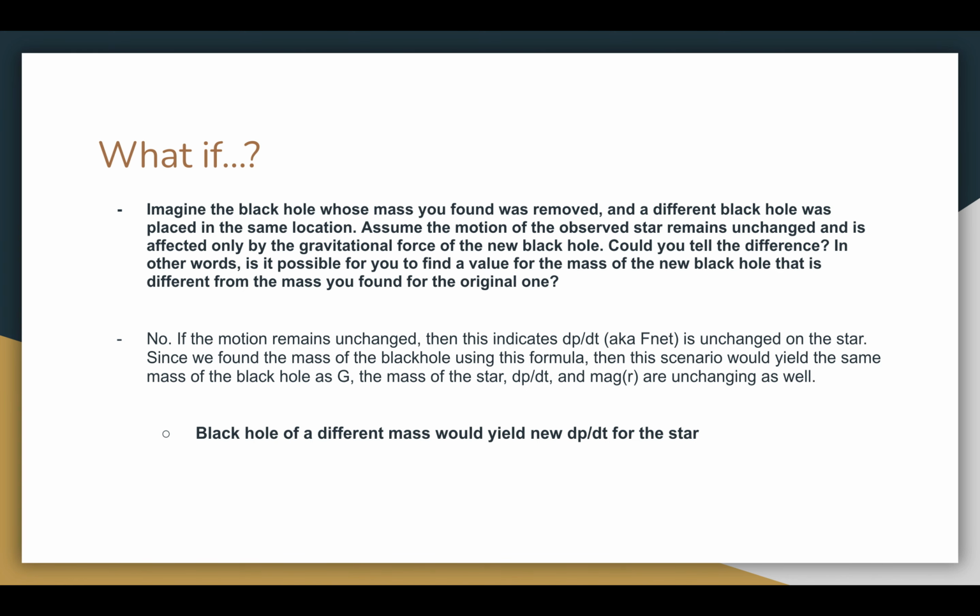Finally, in an alternate concept where our black hole was replaced with another black hole that did not change the trajectory of the star as it orbited the hole, there is no new mass that could be calculated. If the star does not change its motion at all, then this indicates that a black hole of the same mass was placed in the position of our previous black hole. Therefore, since the gravitational constant, direction vector, and mass of the star do not change in this scenario, the same value for the dp dt is also used, and therefore the black hole does not have a different mass to be calculated than our previous one. A black hole of a different mass would yield a new dp dt for our star, which we did not observe in this scenario.